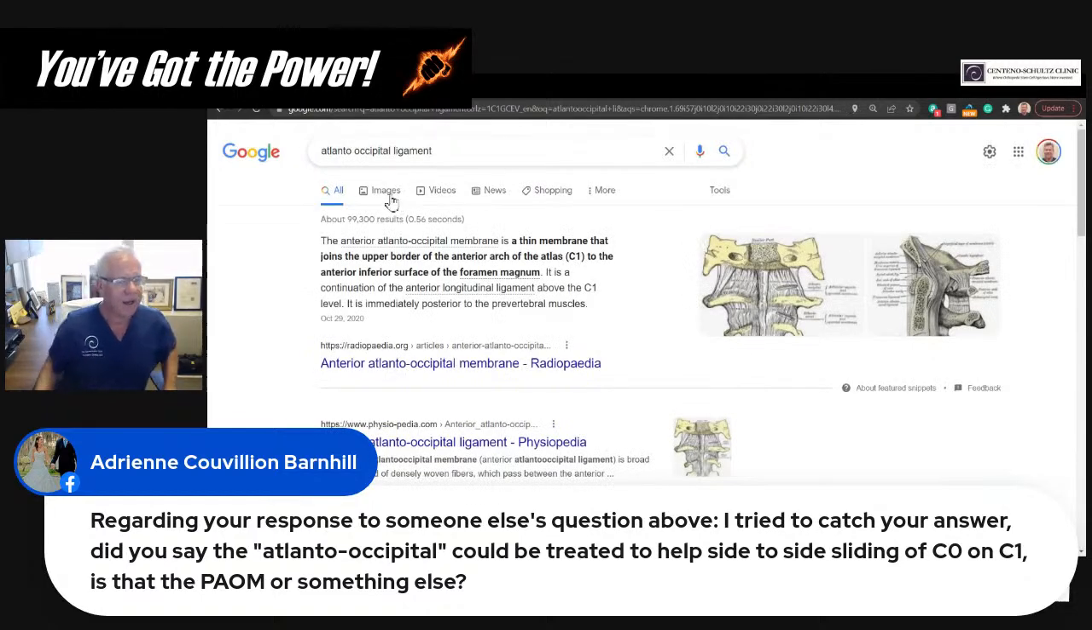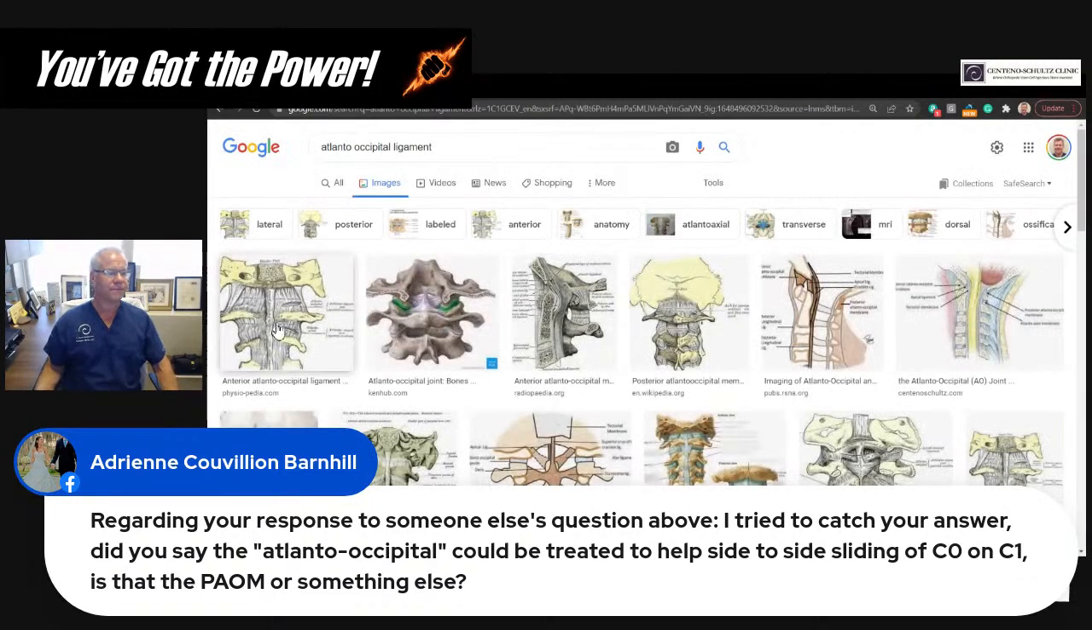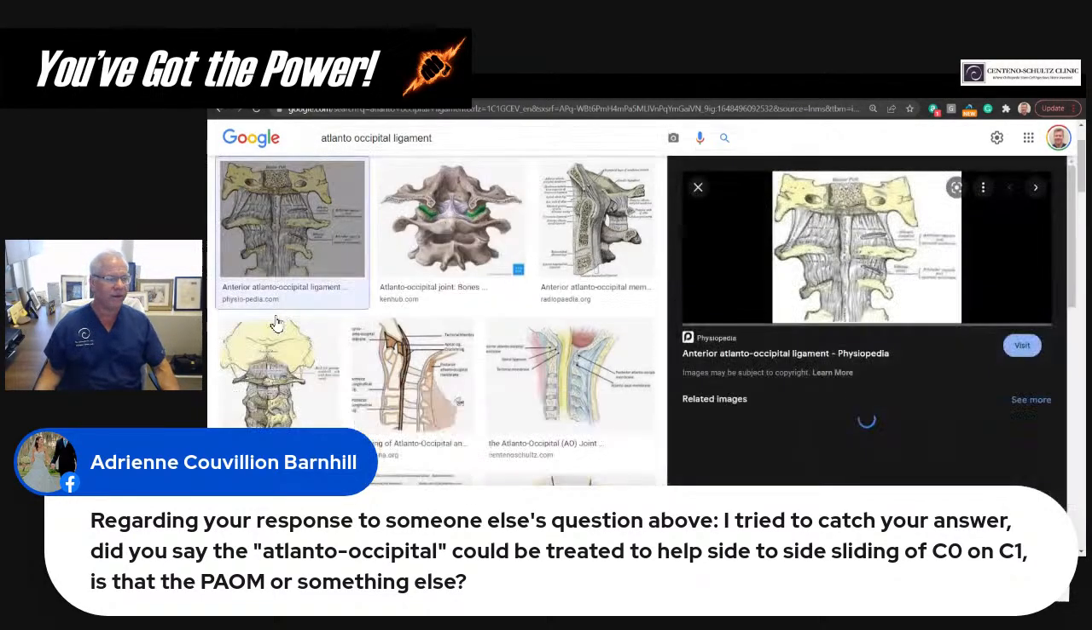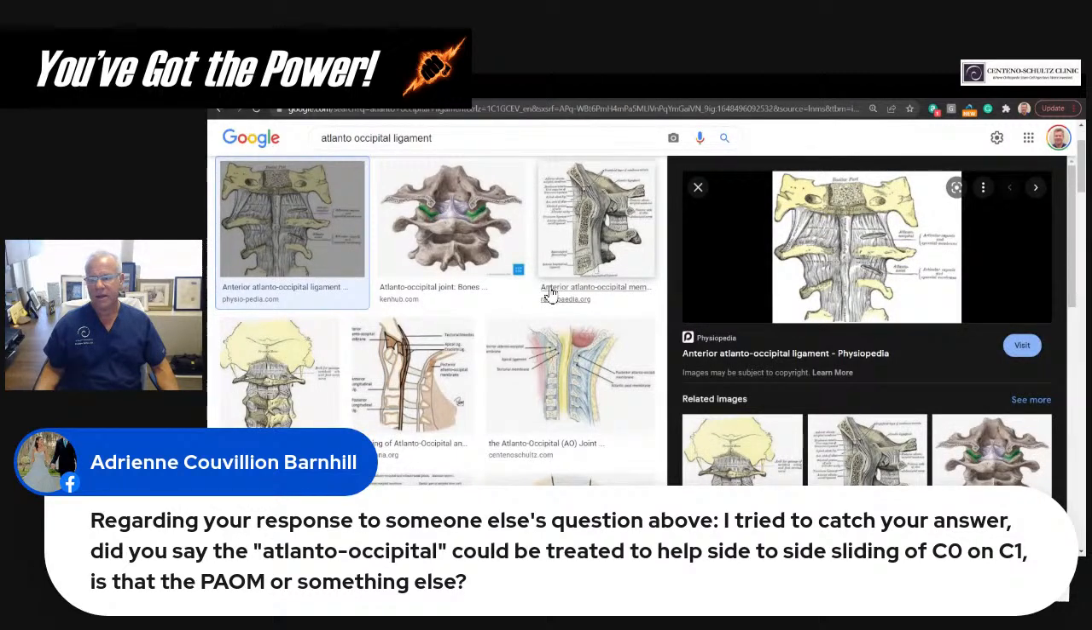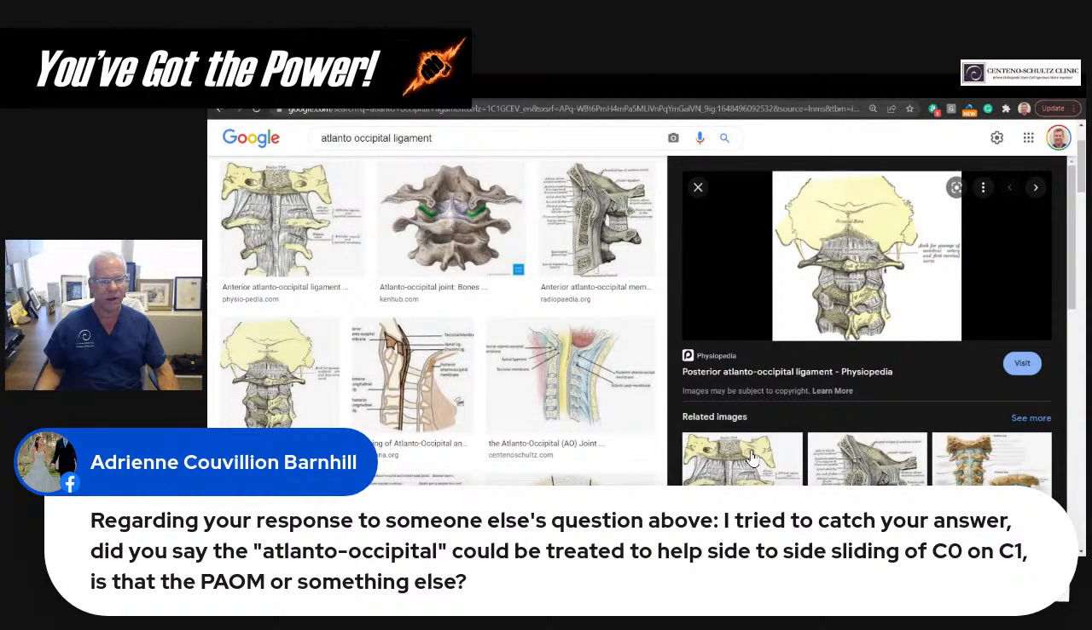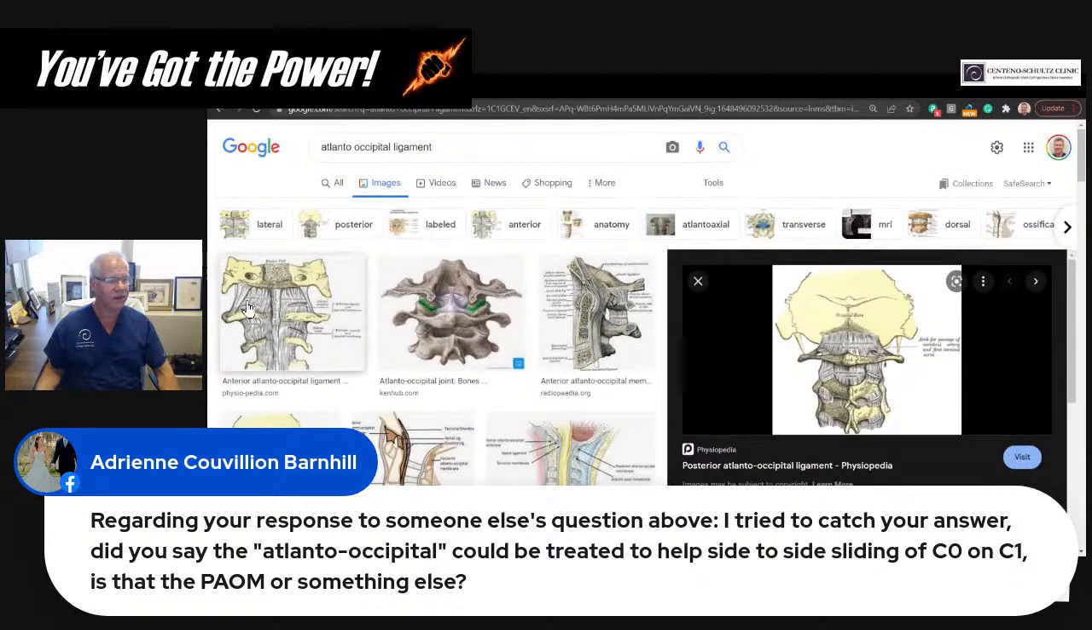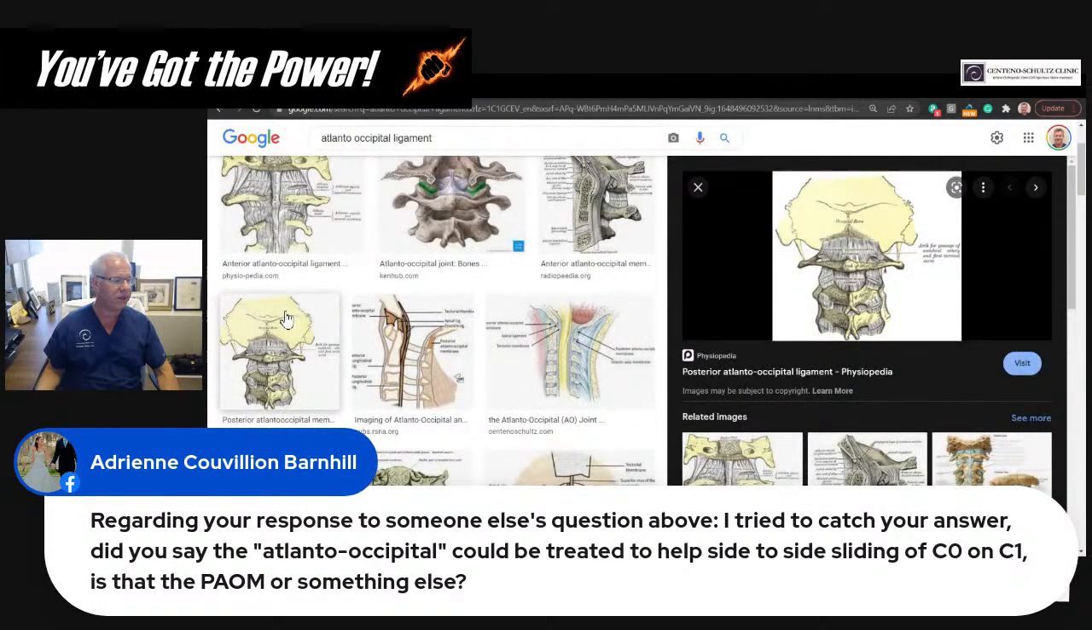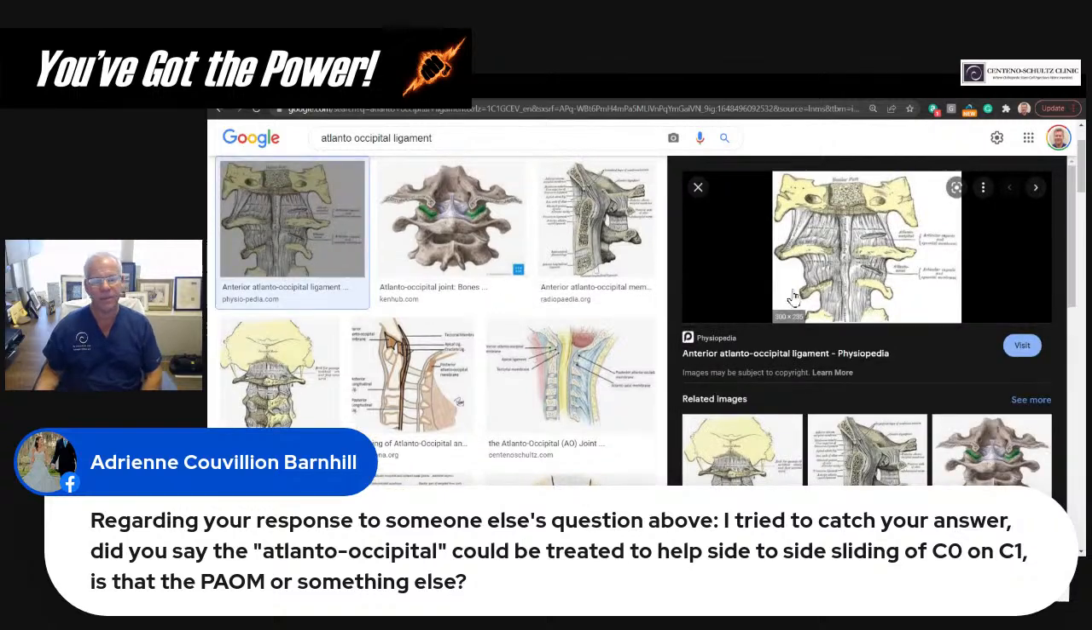Let's see what we got here. This Netter picture is a good one. I don't know how big that is on your end. Trying to see if I can find a nice juicy one to look at, but this may be the best one. So anyway, we're talking about this ligament here. So this is the skull up top here, and this is C1.